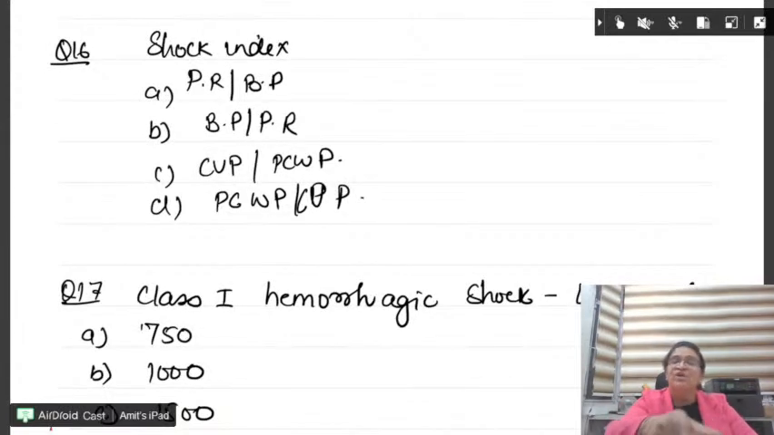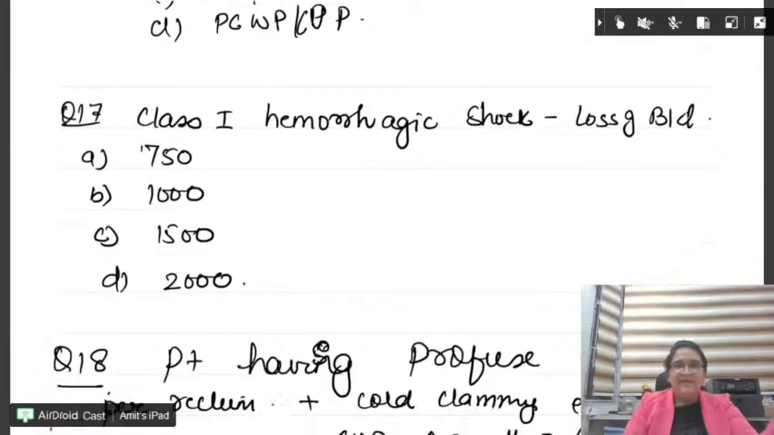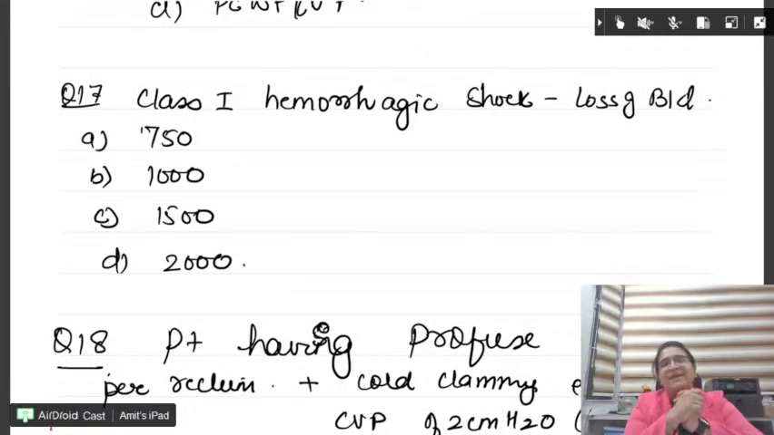Question number 16. Shock index. It is not modified. So you have two kinds of indexes, shock index and modified shock index. Both you should know, and you should not get confused between them. The options: PR, peripheral resistance, BP by PR, CVP, central venous pressure, PCWP, pulmonary capillary wedge pressure. Question number 17. Class 1 hemorrhagic shock. Again, these are all your PYQs. If you are able to answer, spot on.